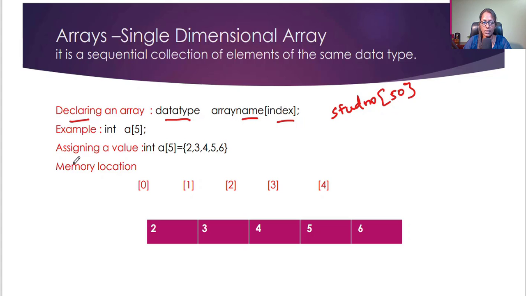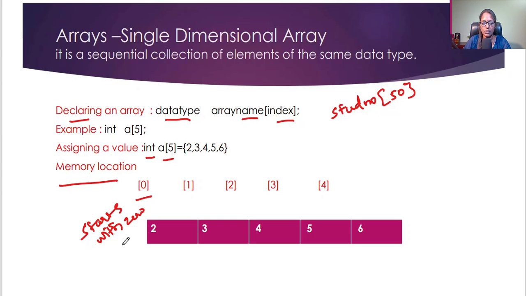Okay, so assigning a value. How to assign a value? Integer a, 5, then 2, 3, 4, 5, 6. If you assign like this, how will it be assigned in the memory location? Normally the array location starts with 0. We can also change where it starts by directly telling a of 1 or 2, but normally the array indexes start with 0.